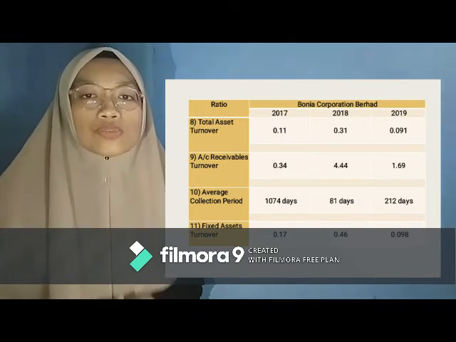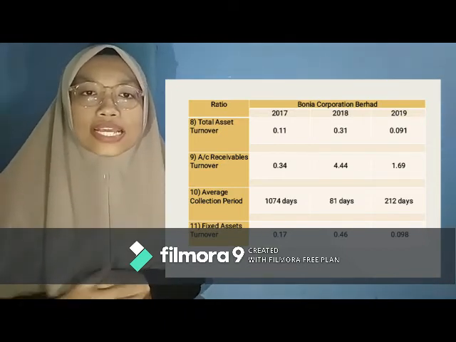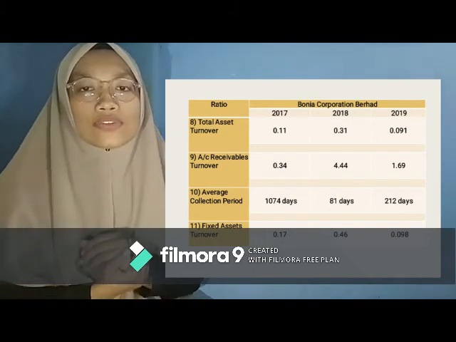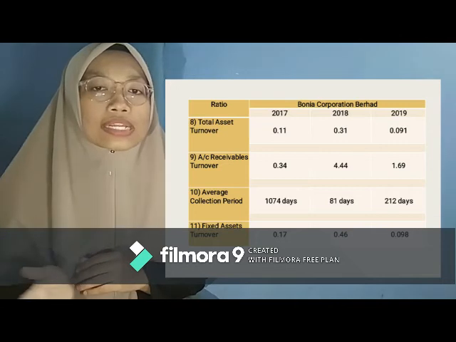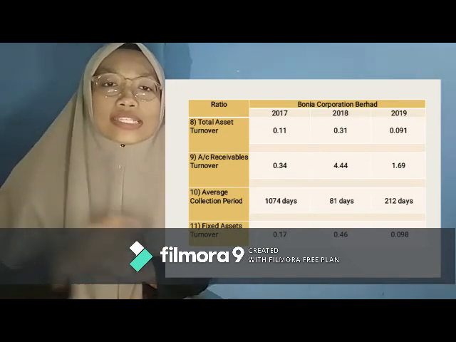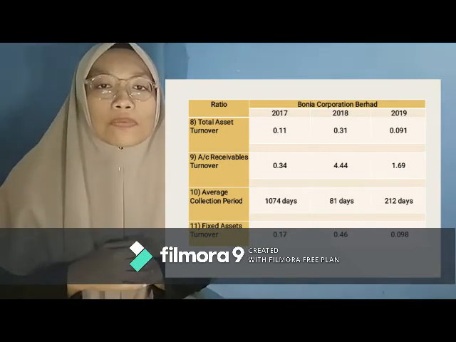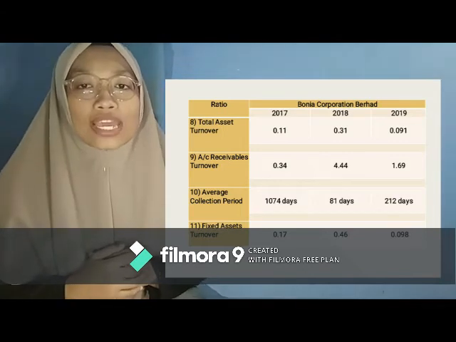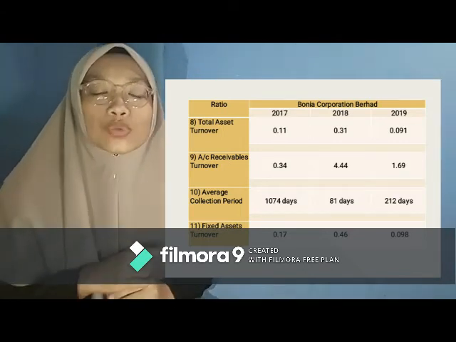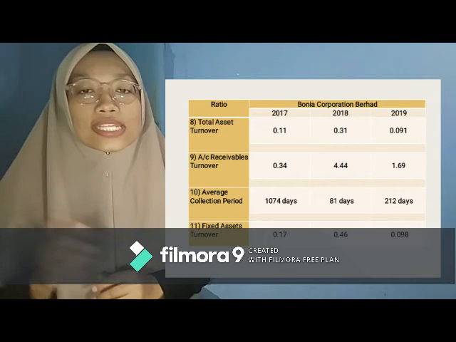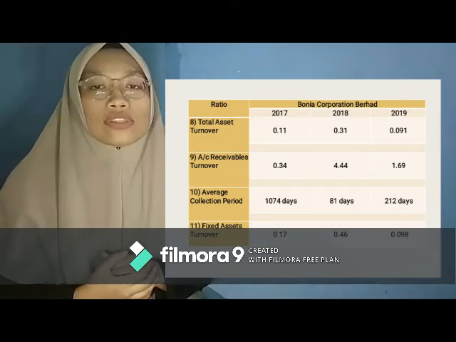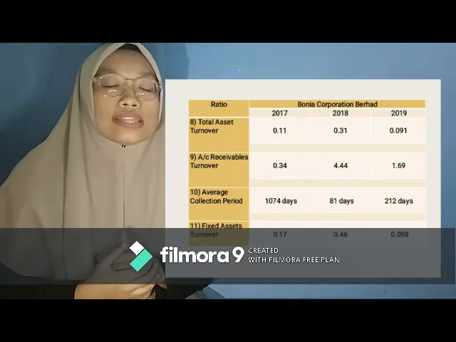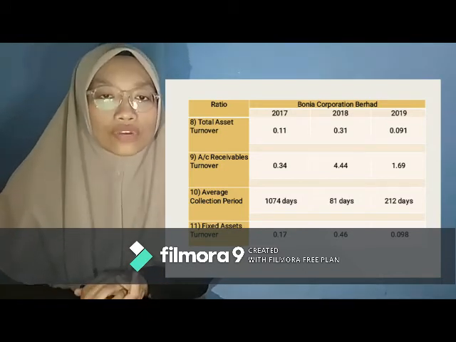The next is average collection period. Average collection period measures that a lower average collection period is more favorable than a higher one. The higher ratio indicates that the firm has a problem in collecting debt. It shows that in 2018 the effectiveness of the company to turn its receivables into cash was only 81 days compared to 2019 and 2017 by 212 days and 1,074 days.